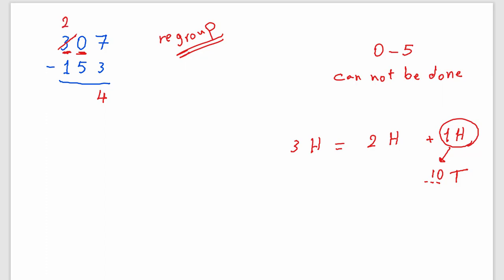So we will take 1 from the 3 and give it to the tens. When you give 1 from the hundreds to the tens, the 1 will be 10 tens. And you have already 0 tens. So the total tens here is 10 tens. And now, as you can see, 10 is more than 5. You can subtract 10 minus 5 equals 5. And finally, 2 minus 1 equals 1. Okay, let's repeat this again with another question.